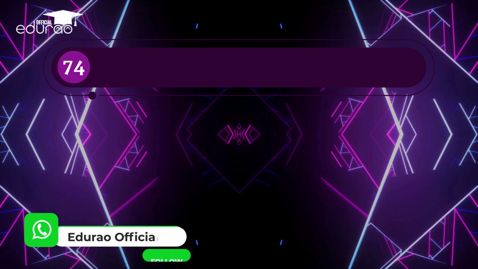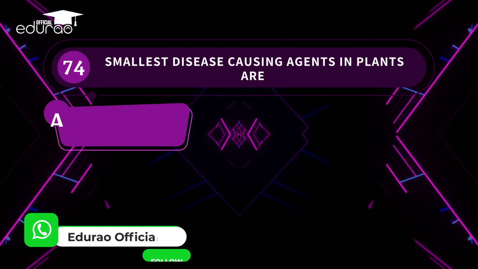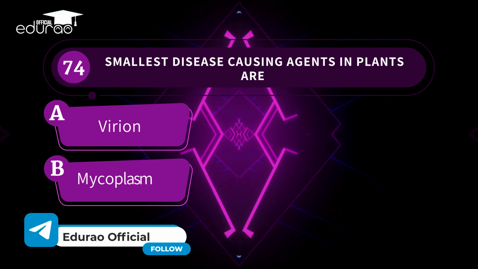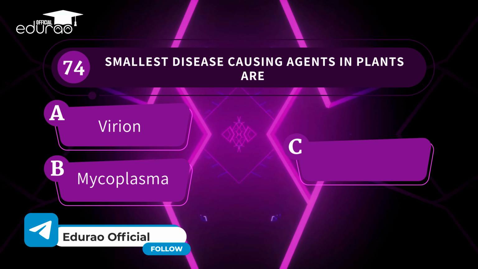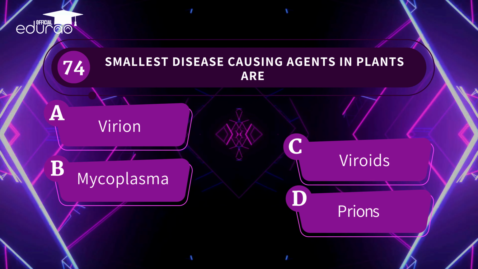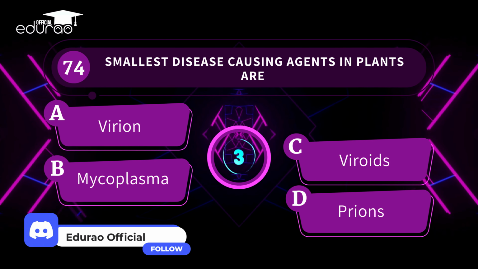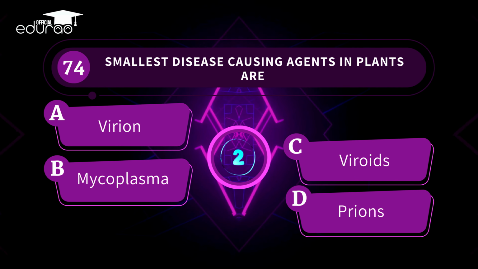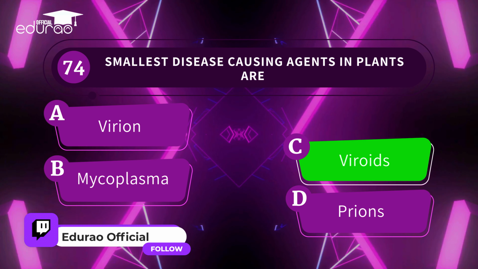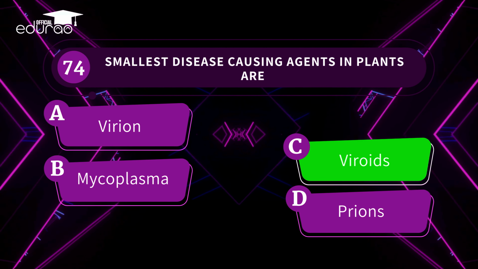Question 74. Smallest disease-causing agents in plants are A. Virion, B. Mycoplasma, C. Viroids, D. Prions. Absolutely, you've nailed it. Correct answer is viroids.